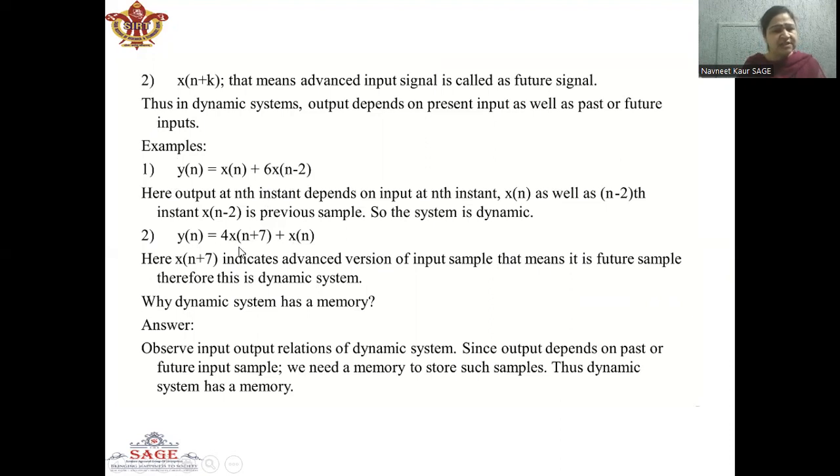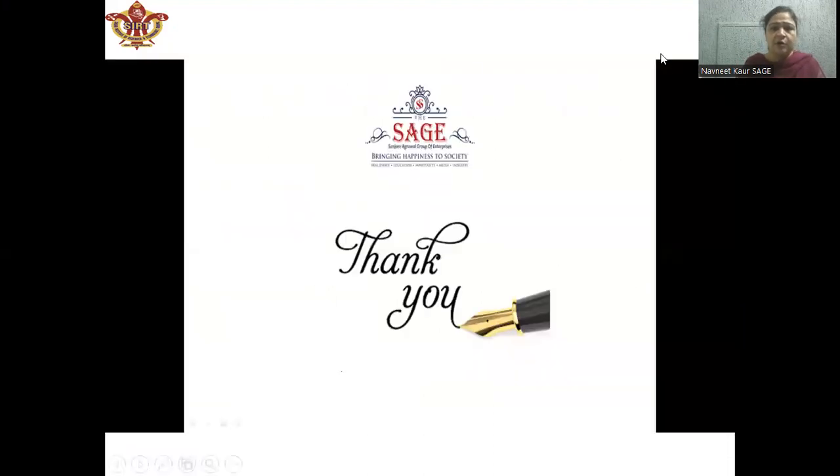Similarly, for this system, y(n) is equal to 4x(n+7) plus x(n). Here output depends on the future input. So system is a dynamic system. So the dynamic system should have a memory because it needs a memory to store samples, even past or future input samples. So dynamic system is defined by a memory. So this is all for today's lecture. Thank you.